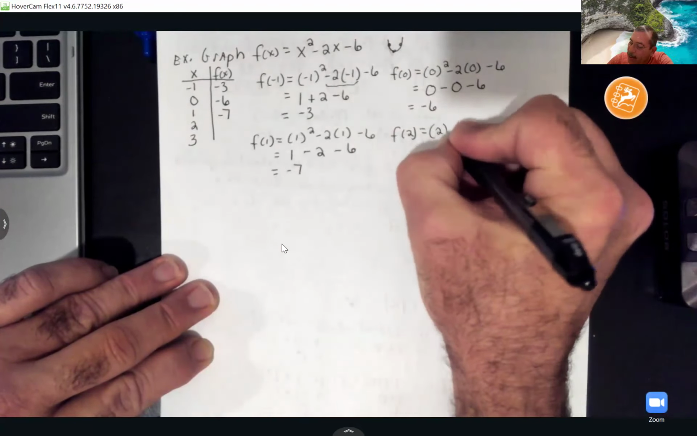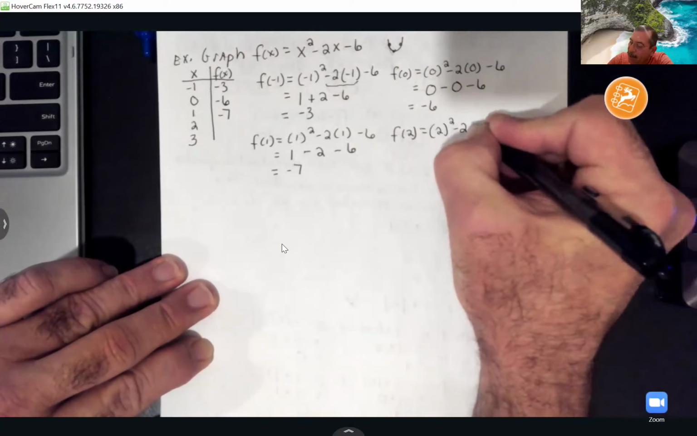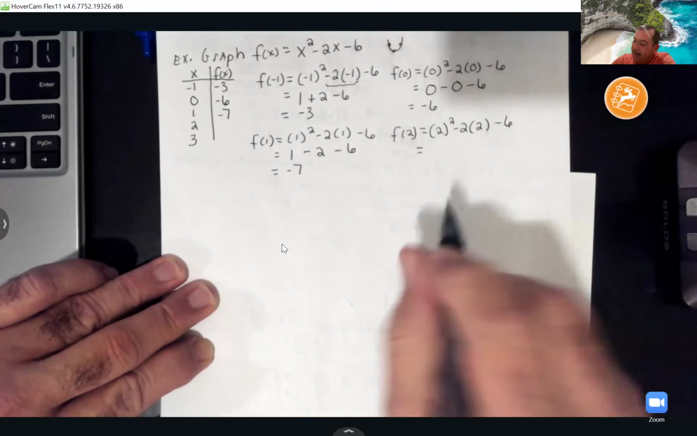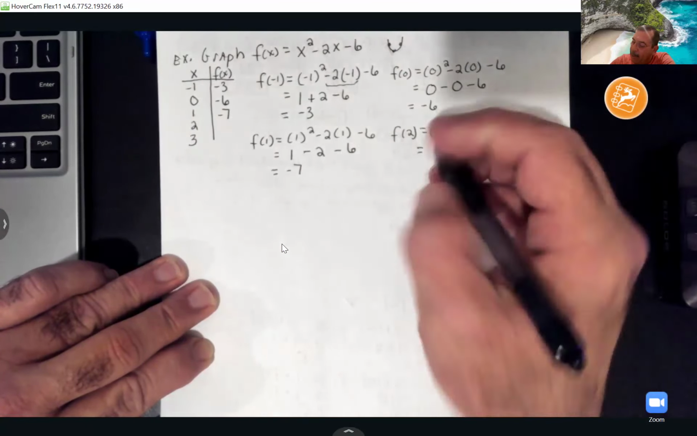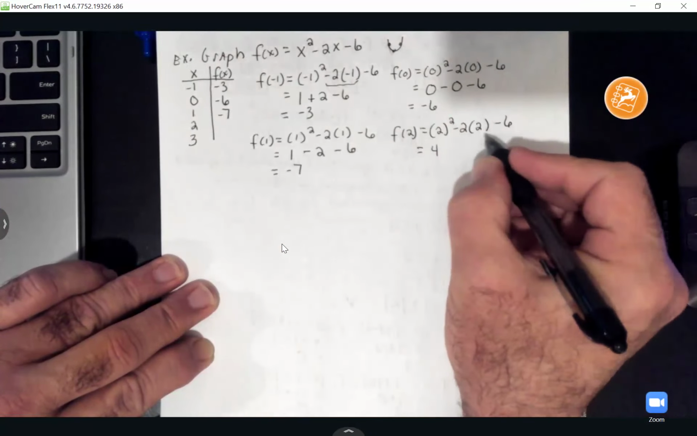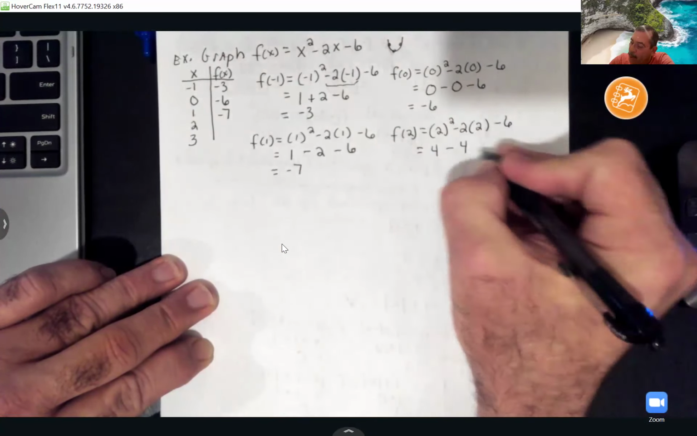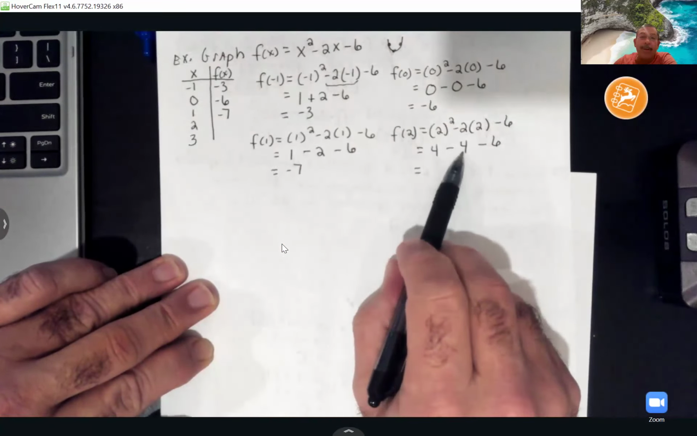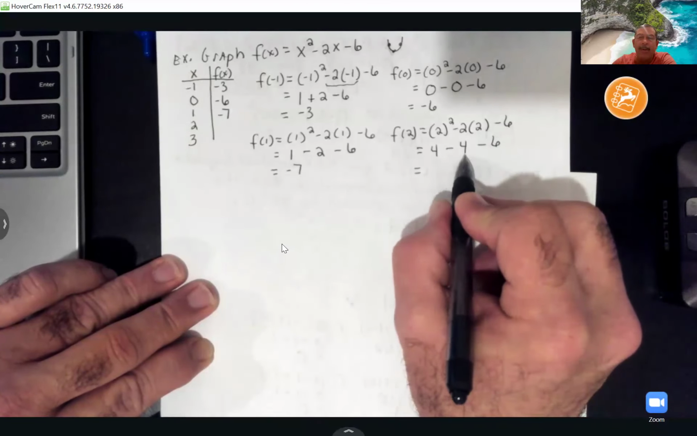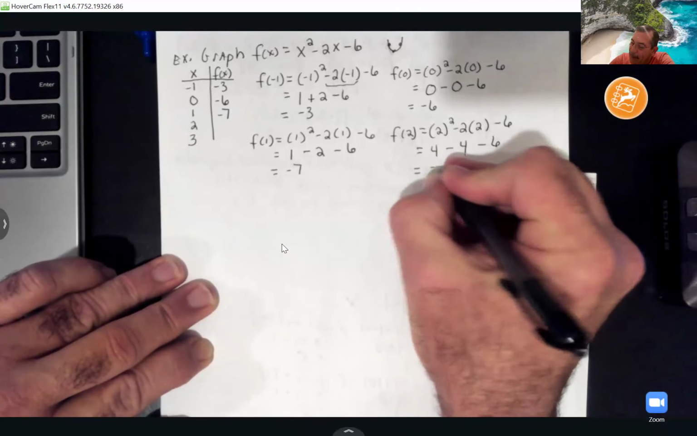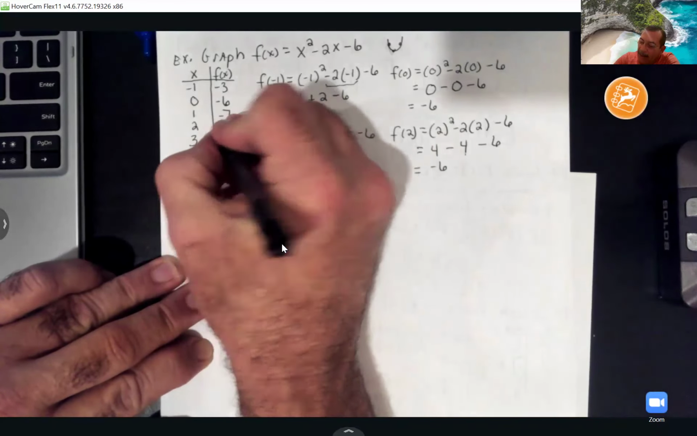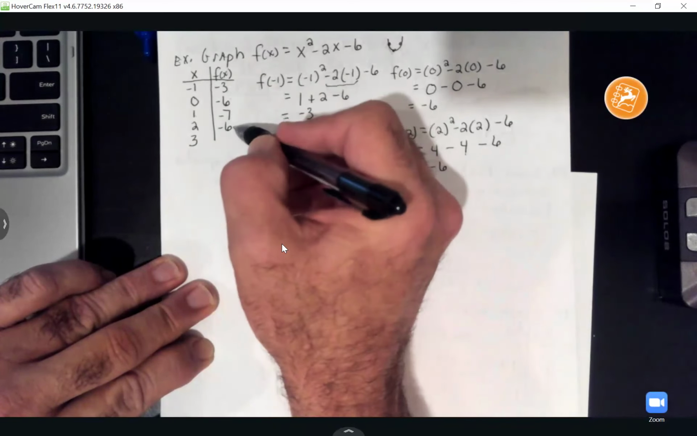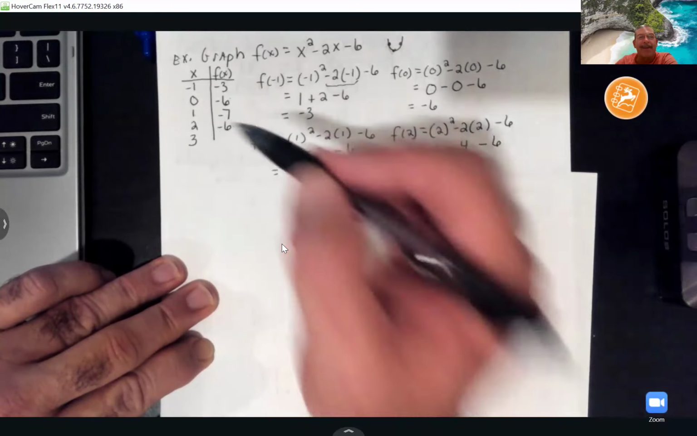That'll be 2 squared minus 2 times 2 minus 6. So let's see, 2 squared is 4. Minus 2 times 2, which is 4, minus 6. Oh, and y'all look at that. 4 minus 4 is 0. And 0 minus 6 is minus 6. So now we're starting to see the symmetry. I got a -6 here, -6 here. So I'm pretty sure we know what's coming here.